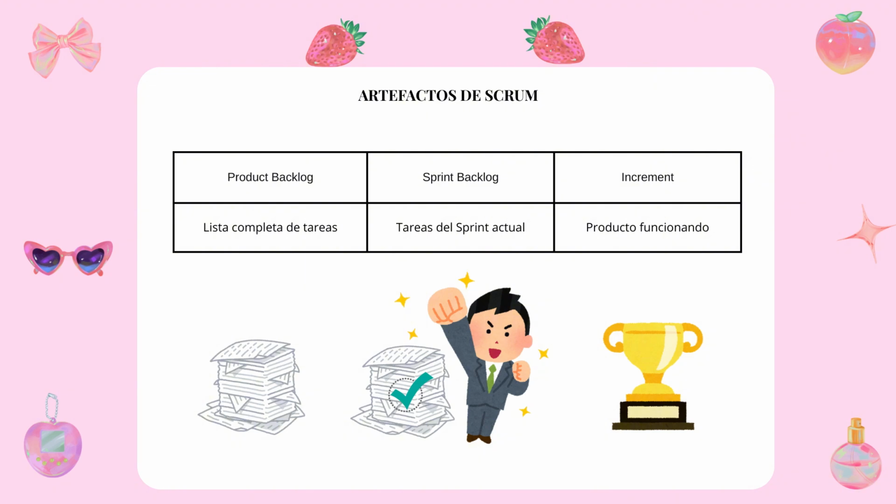Finally, the Scrum artifacts are three. The product backlog, which is the complete wish list for the product. The sprint backlog, which includes the tasks selected for the current sprint. And the increment, which is the working product at the end of each sprint.